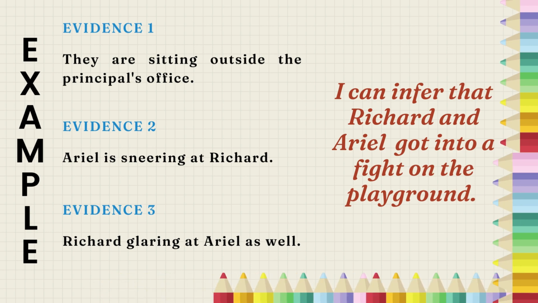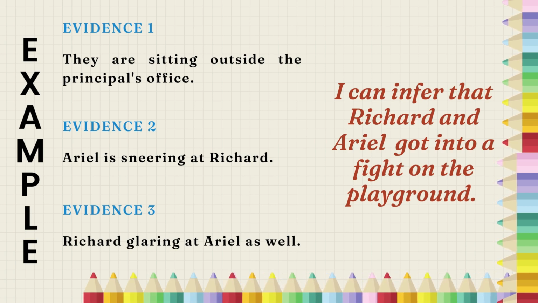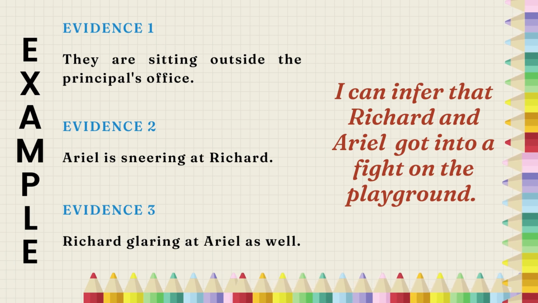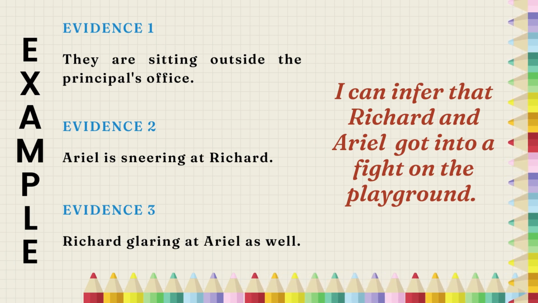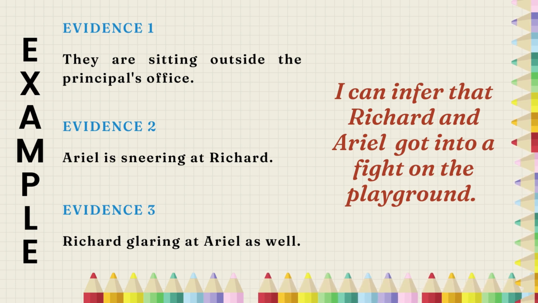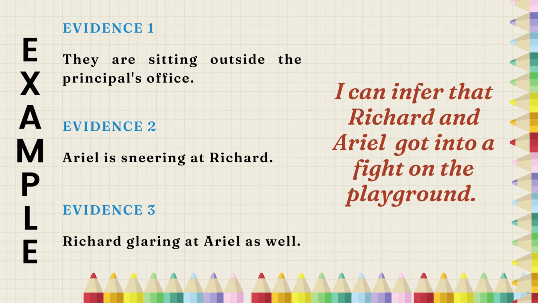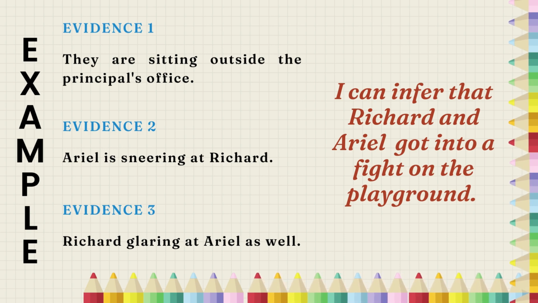Our second evidence: Ariel is sneering at Richard. A sneer is a mean way to look at someone. Therefore, I can assume that Ariel is angry. Our last evidence is Richard glaring at Ariel as well. If Richard is angry too, they must have gotten into a fight on the playground.